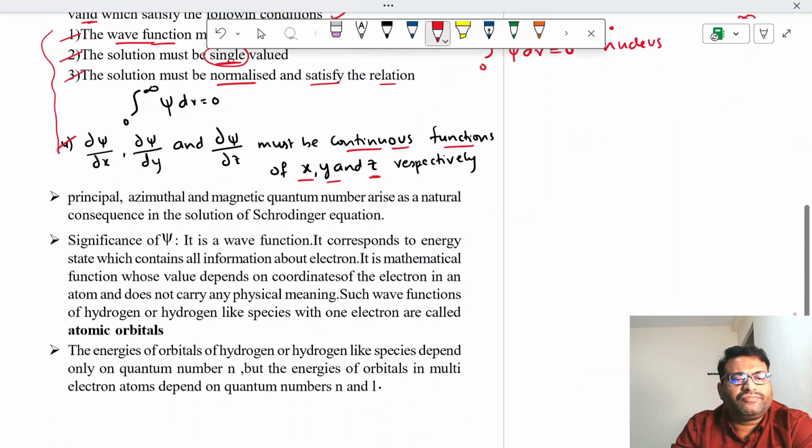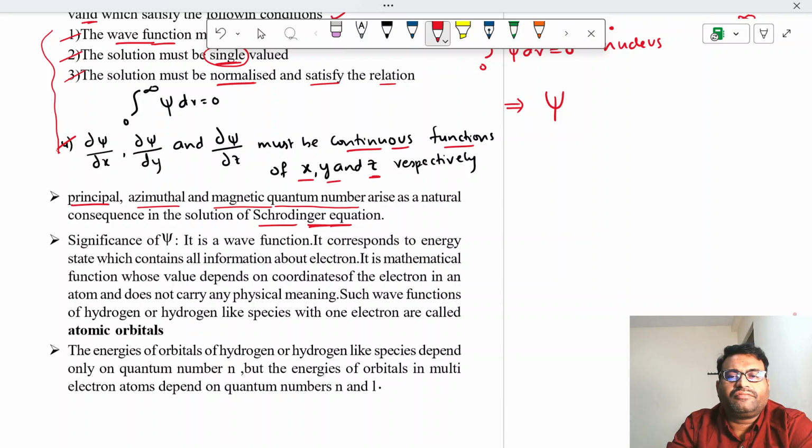Next, the principal quantum number, azimuthal quantum number and magnetic quantum number are derived from the solutions of this Schrodinger equation. We have four quantum numbers. Among those, three quantum numbers are derived from the Schrodinger wave equation. So we write in this way: psi n l m. From the Schrodinger wave equation, we get psi values. For the psi value, we write n l m.